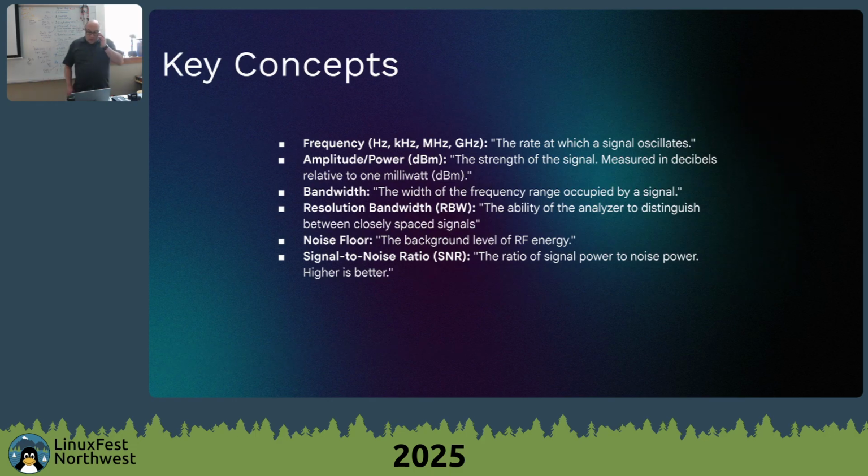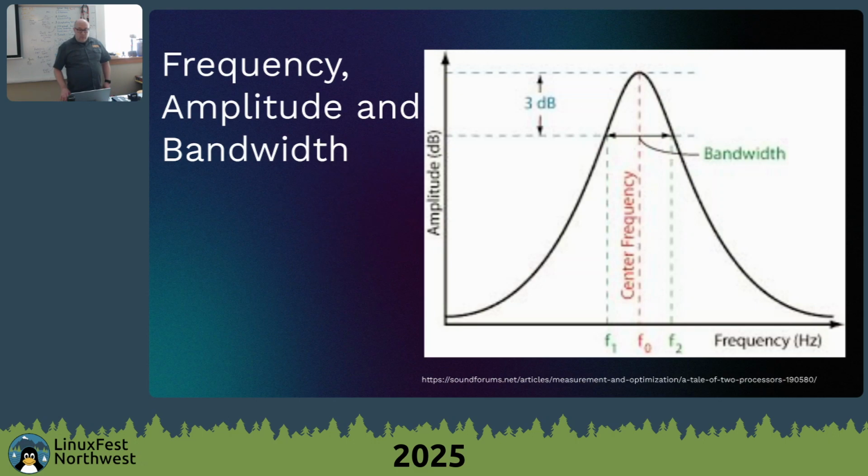So the key concepts are frequency, which we talked about, amplitude, which is the power or the strength of the signal, and bandwidth. The resolution bandwidth, and I'll have a slide that talks about that. The noise floor and the signal to noise ratio. So you're probably familiar with frequency, amplitude, and bandwidth. In the frequency domain, you can have a center frequency, and then you can have side lobes, and then the bandwidth is how much of that range of frequency around that center frequency. And then, yeah, that's that.